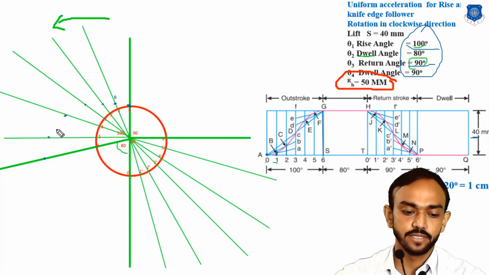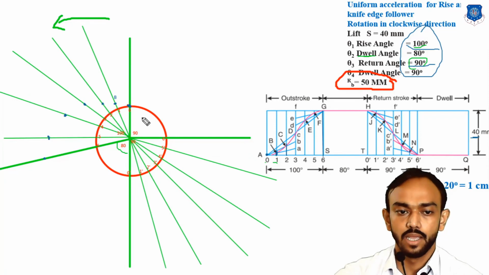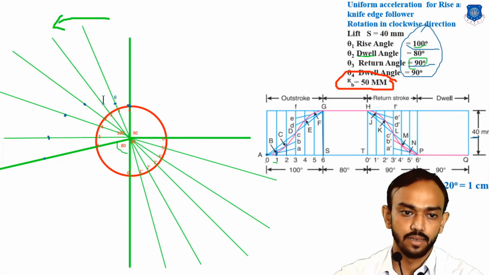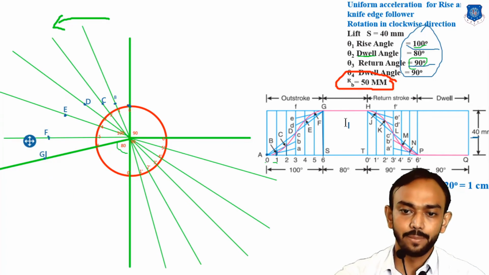So these points are very important, and name those points like C, D, E, F, and G.